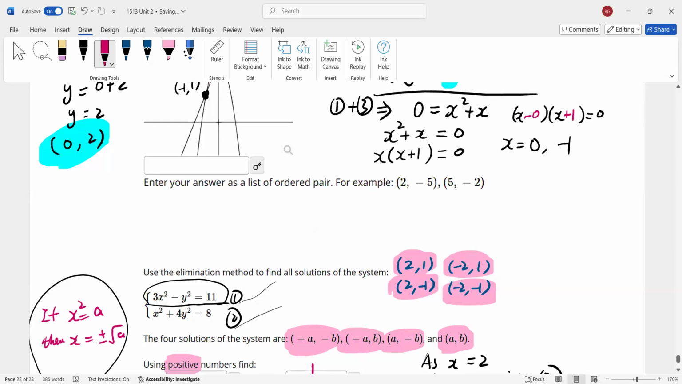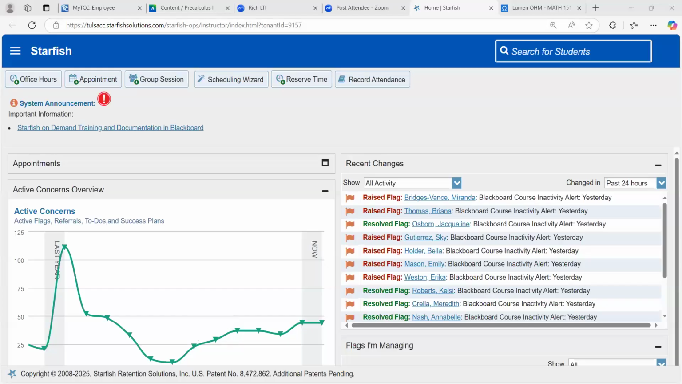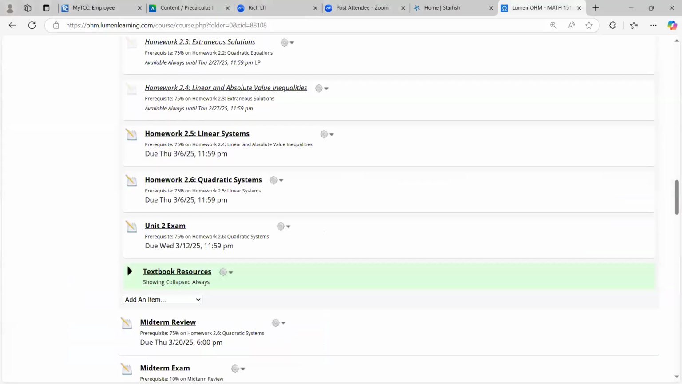We spent 24 minutes on that. Let's go to Lumen. I need to stop sharing this one and share the website. Lumen. Here. This is the starfish. Let me know, do you see Lumen? Yes. Okay, awesome.